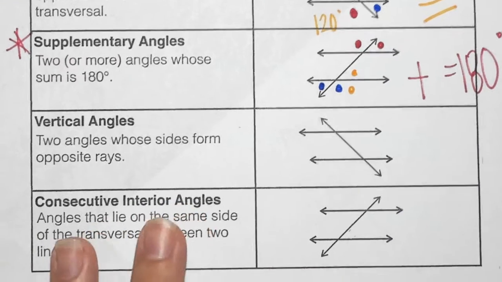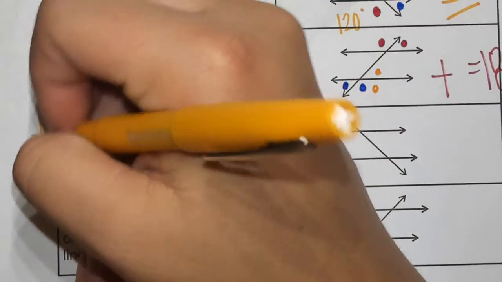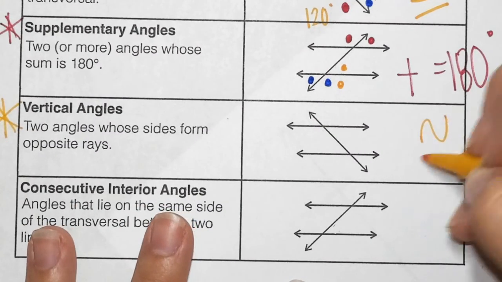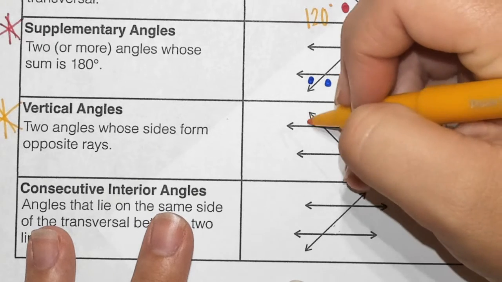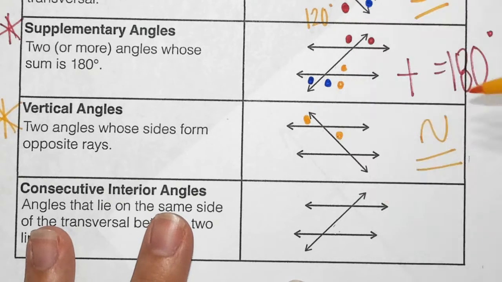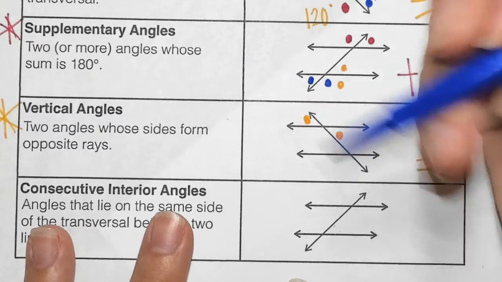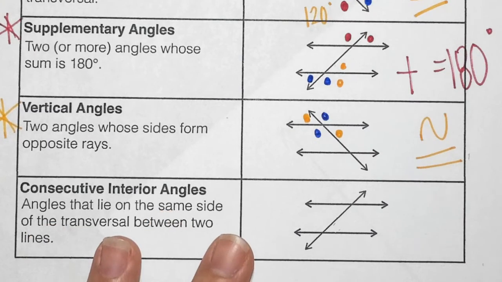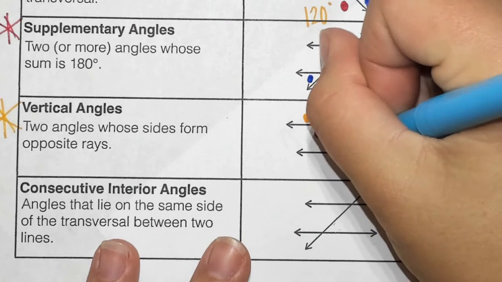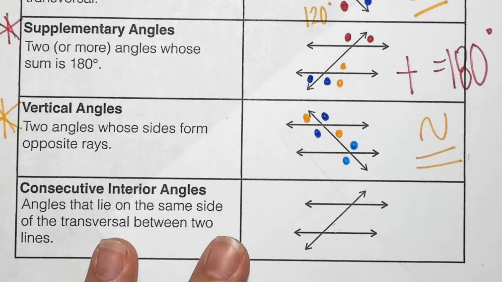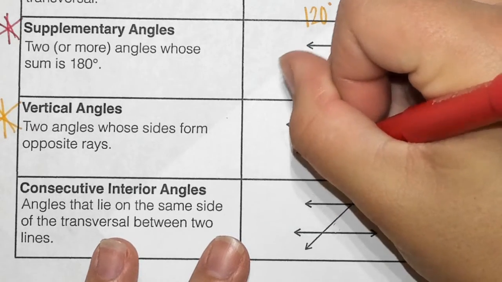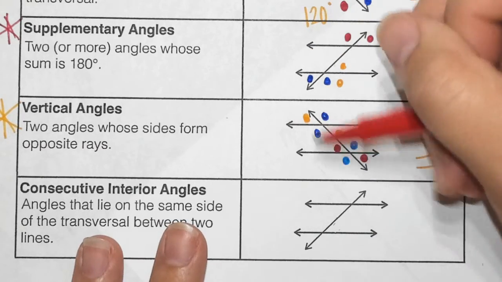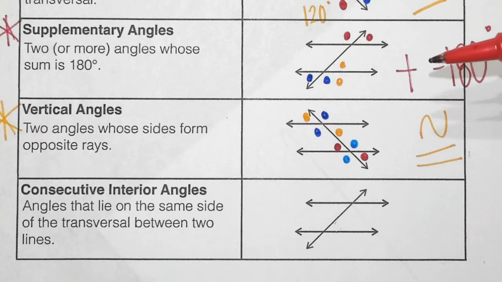The next one is no stranger either. Vertical. Vertical angles are always what? Congruent. So here's a vertical, here's a vertical. These two are vertical. So there's 4 different sets of verticals here.